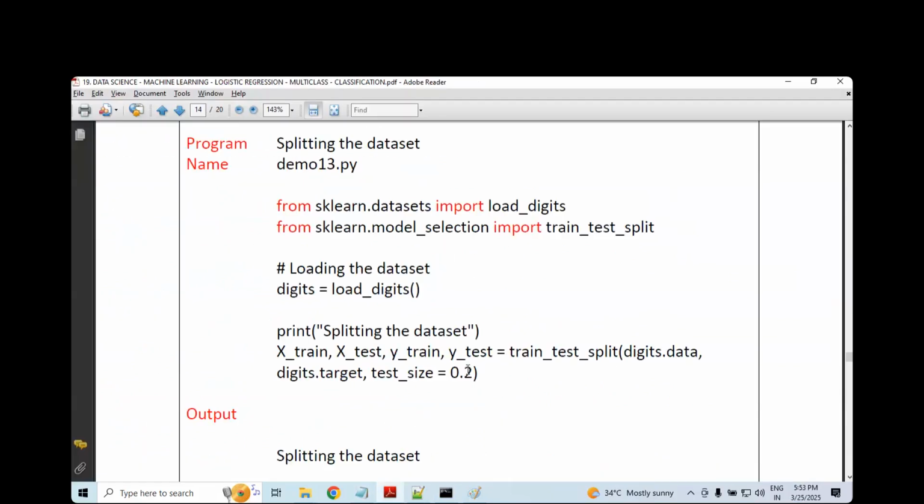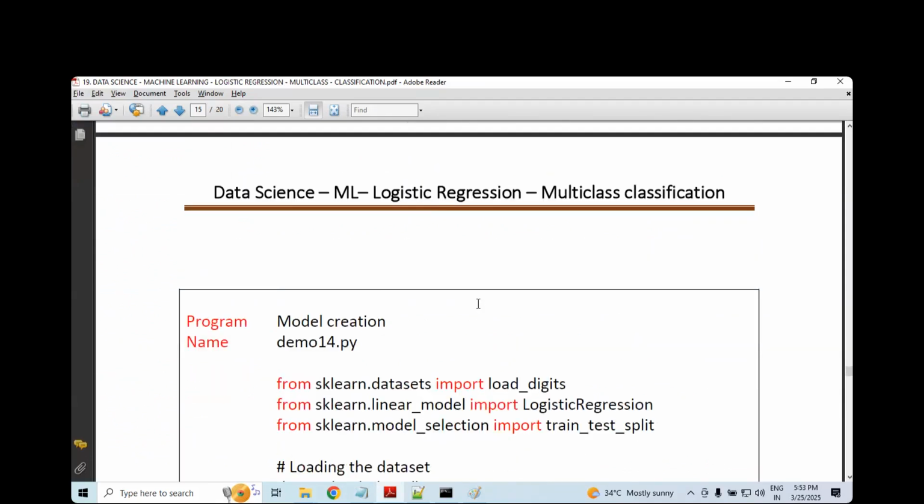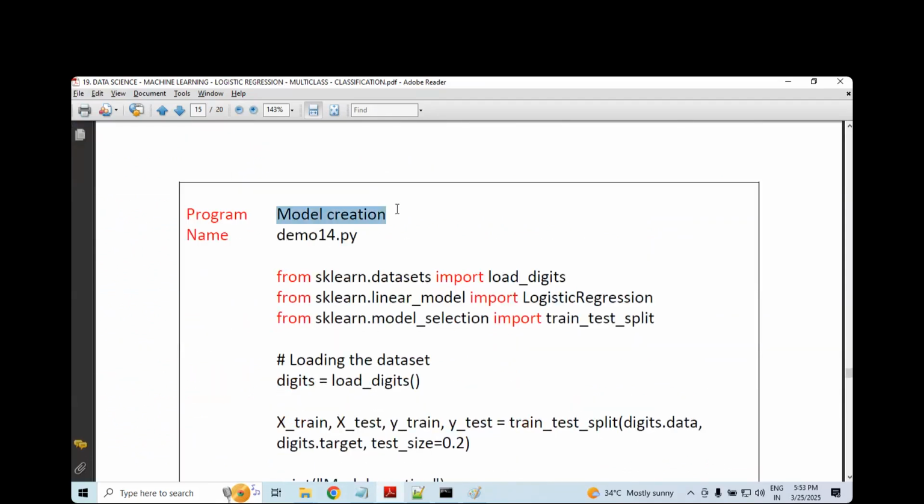Steps from 1 to 4 we are done. The next one: model creation. Any idea what this one is? Class name. How can you say it is a class? Capital letter. Make a note on this one. This one is called model creation.